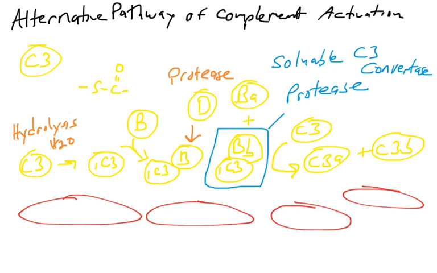C3b is what I want to talk about now. C3b has its thiol ester bond exposed, and that allows it to covalently attach to a hydroxyl or an amine group on the surface of a pathogen. So there's some protein, some lipid, some sugar on the surface of a pathogen. It could be any one of them that C3b will bind to and attach to. So now C3b is attached to the surface of a pathogen.